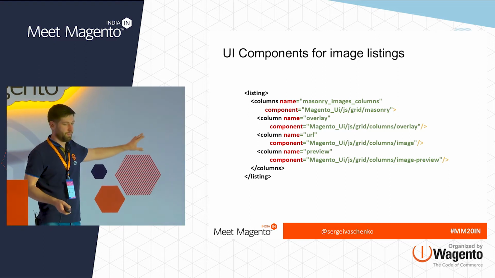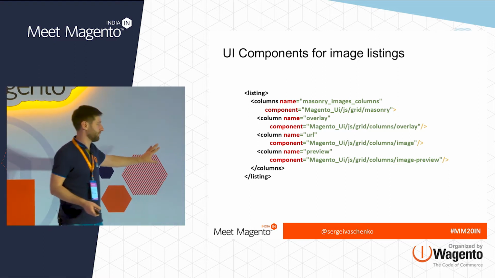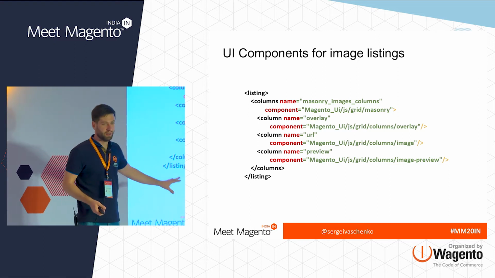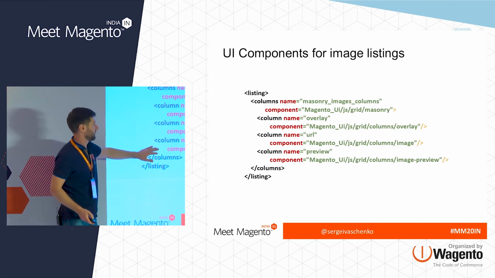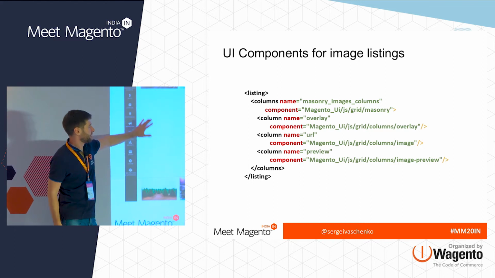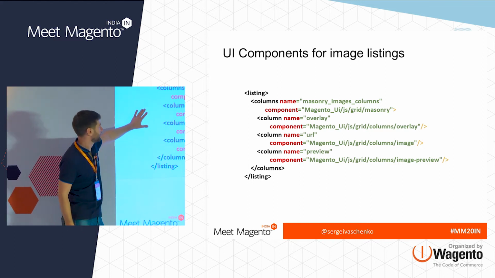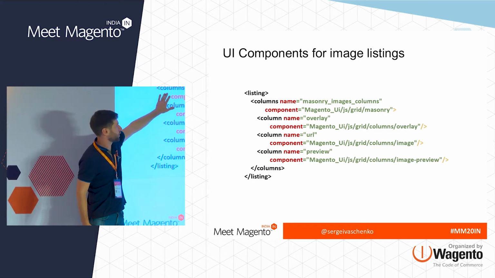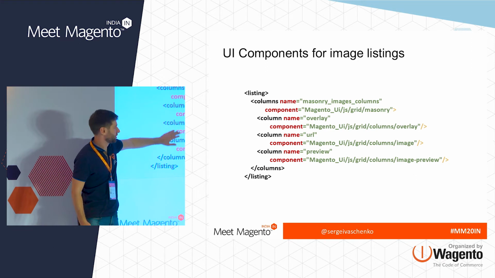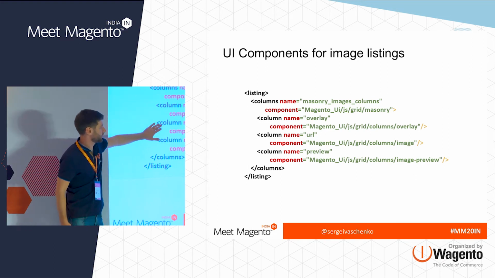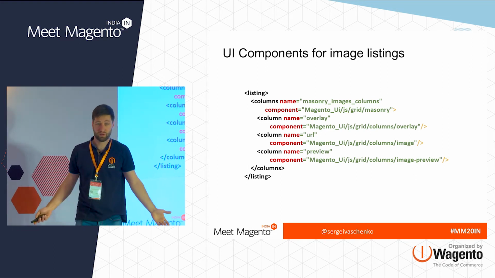That is the configuration, a bit simplified, but the configuration for the components that we developed. Basically, that declaration corresponds to that grid. There is a listing, the columns of the masonry component, there is an overlay, URL, and preview. You can pretty much drop the preview and overlay if you don't need them and just use URL to render the images grid.